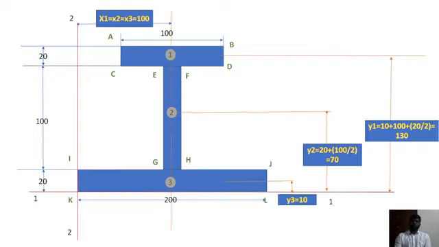Now the value of x. As I told before, the I section is symmetric about the y axis. All the x values will become the same, that is 200 by 2. x1 is equal to x2 is equal to x3 is equal to 100 mm. Now we find out the x bar and y bar.